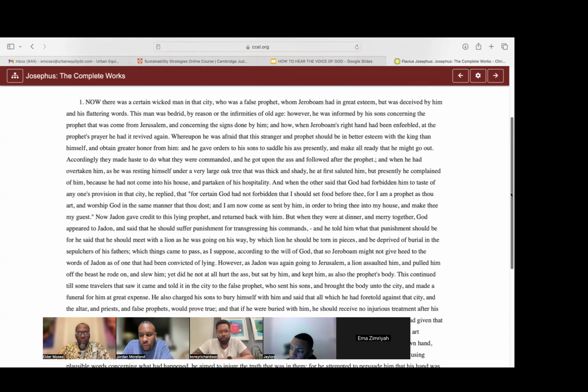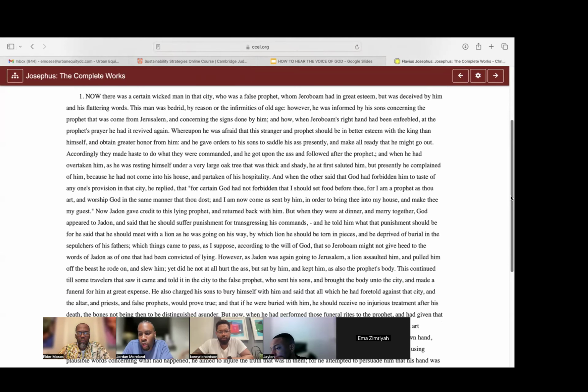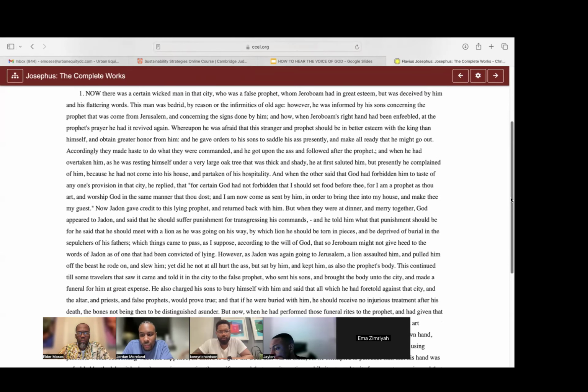the prophet. And when he had overtaken him, he was resting himself under a very large oak tree that was thick and shady. He at first saluted him, but presently he complained of him, because he had not come into his house and partaken of his hospitality. And when the other said that God had forbidden him to taste of anyone's provision in that city, he replied that for certain God had not forbidden that I should set food before thee.